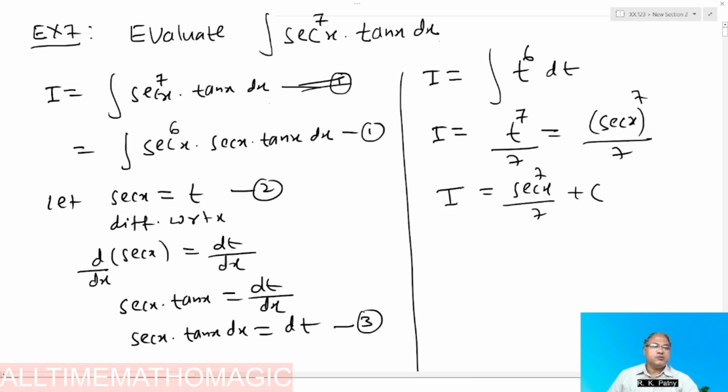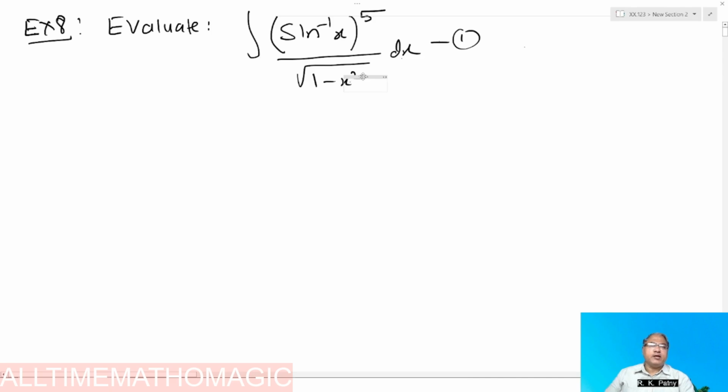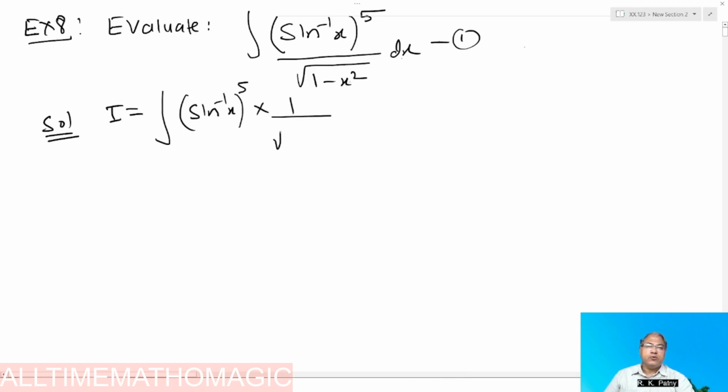This is the required solution. Evaluate integration of sin inverse x whole raised to 5 upon under root of 1 minus x square. Solution. We know that the derivative of sin inverse x is equal to 1 upon under root of 1 minus x square. The given question can be written as I equals sin inverse x whole raised to 5 into 1 upon under root of 1 minus x square with respect to x.